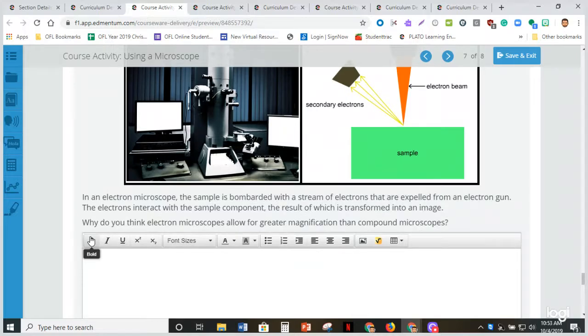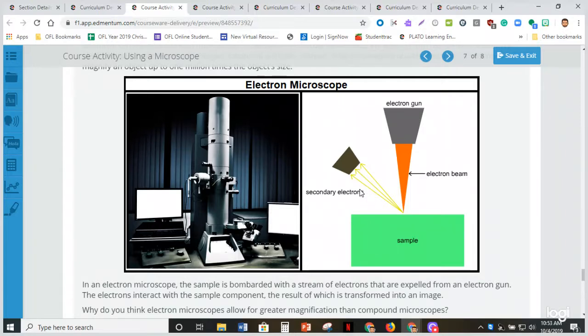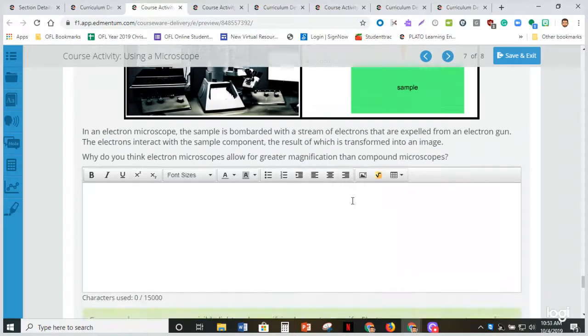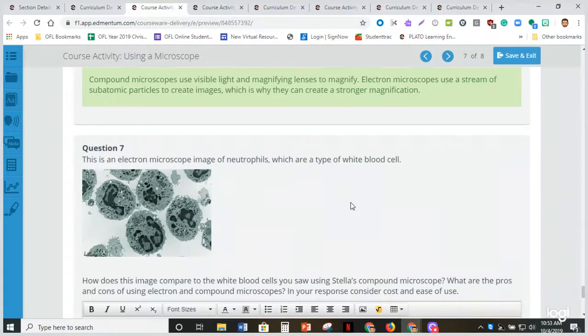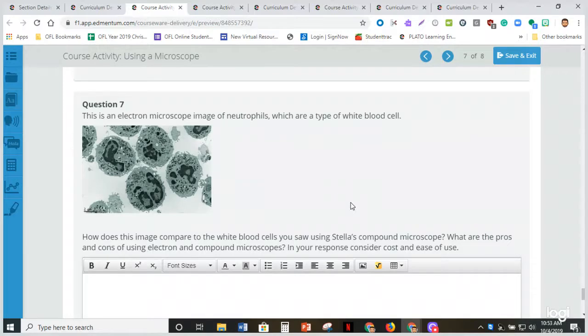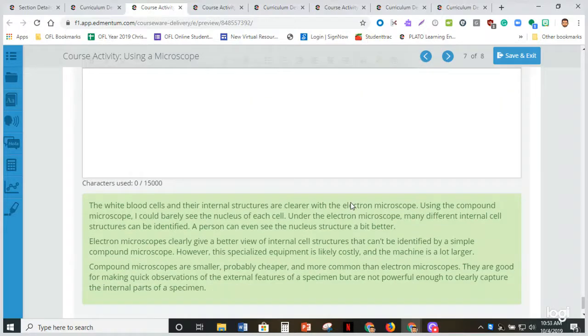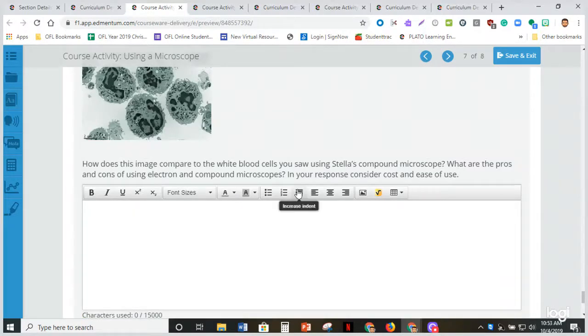So of course, what I ask you is, why do you think electron microscopes allow a greater magnification than a compound? You're going to have to read the description and give your best guess. Again, you can use the sample answer to help you answer it, but make sure you do not copy it word for word. And then you have your last question.